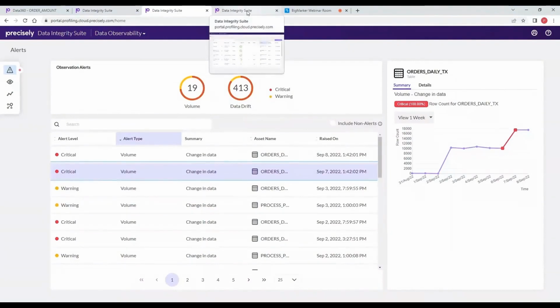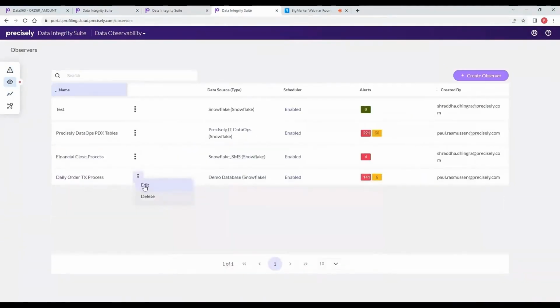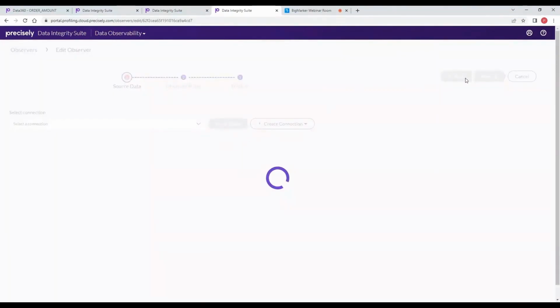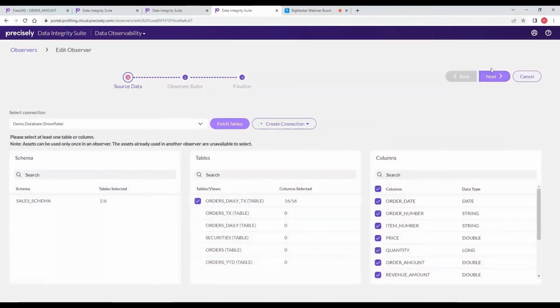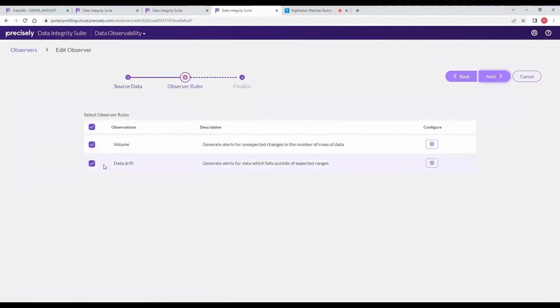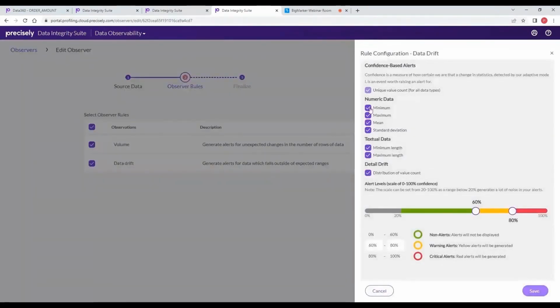And that's the decision which the AI engine makes for us, because although the anomalies are significantly different in terms of their variations, we will be alerted on both scenarios. So let me walk you through the configurations of how we set up these alerts and how they actually work. I'm going to go into one of my existing observers, and here I have two observations: the volume and the data drift. I'm going to go to the data drift first to show you how many different metrics we are actually capturing as part of this.